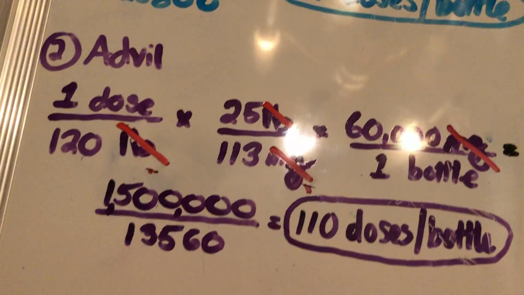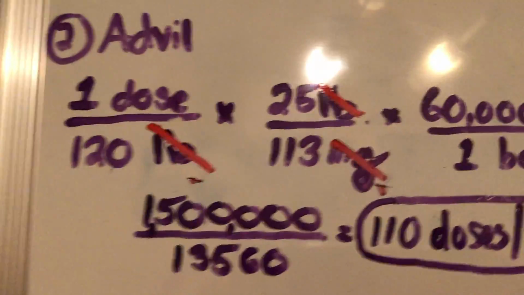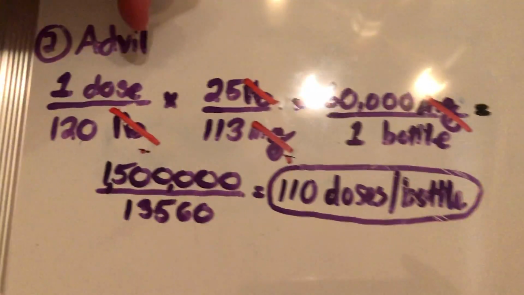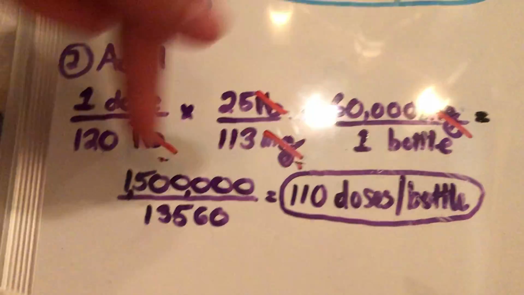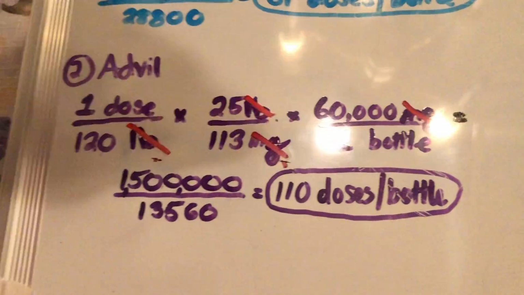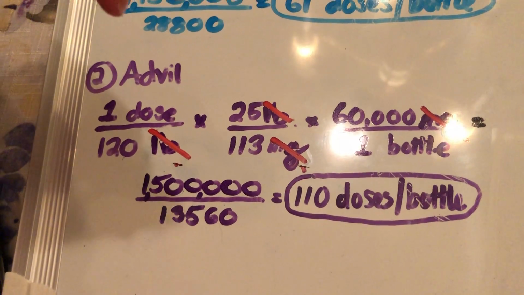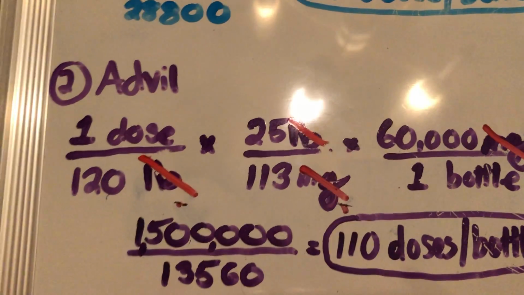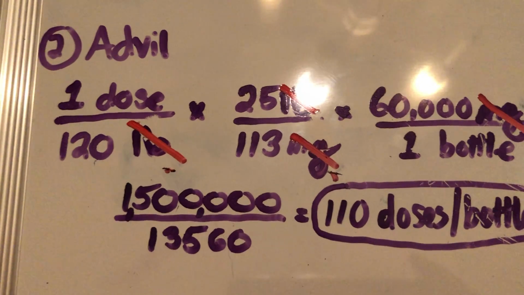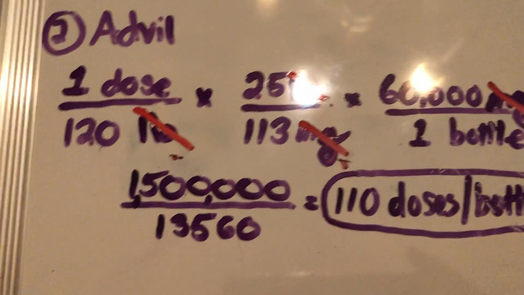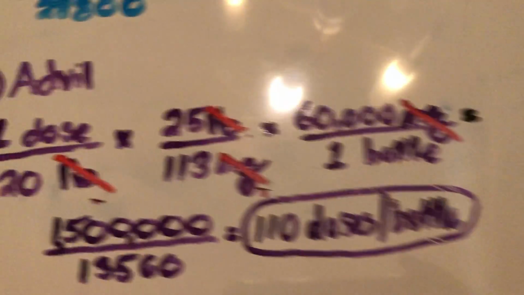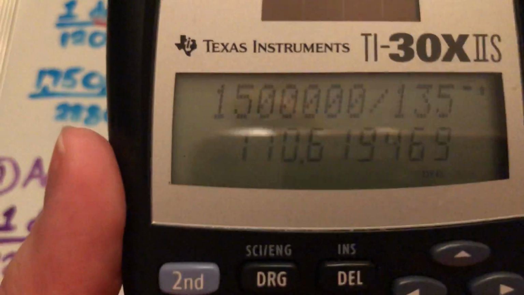That's clean. So that's what you get: multiply top, multiply bottom, so you do 25 times 60,000 divided by 120 times 113, 1,500,000. Sorry, I'm just making sure I'm putting in the correct numbers. 1, 3, 5, 6. Okay, so this is what I got.